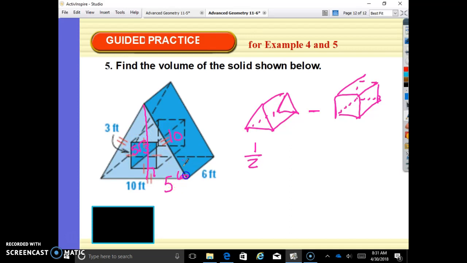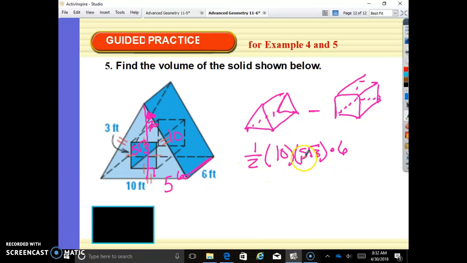Because this is just an equilateral triangle. We know it's equilateral anyway, because if this and this are equal, it's equilateral. It's a 30, 60, 90: 60, 30, so x, 2x, x rad 3. So 1/2 your base times your height, times the height of the shape, the distance between the two bases. That's the first one. So we're going to have 10 divided by 2 is 5.